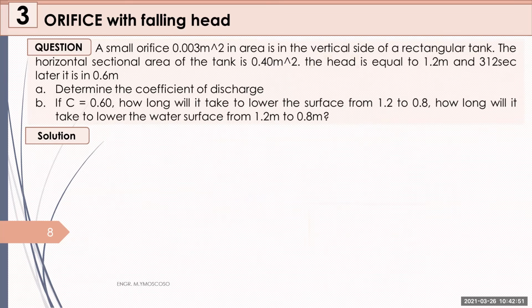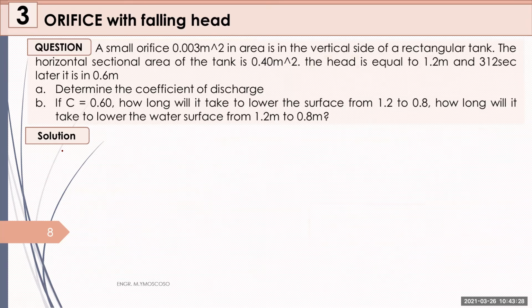So here, you have a small orifice, sabi, with an area of 0.003. Nakalagay daw siya sa vertical side ng ating tank. And the cross-sectional area of the tank is 0.40 meters squared. And the head is 1.2. And in 312 seconds, naging 0.6 na lang daw yung tubig. So let us determine the coefficient of discharge, and C is equals to 0.60. How long will it take for the surface to go from 1.2 to 0.8? So sige, itry natin yang i-solve.